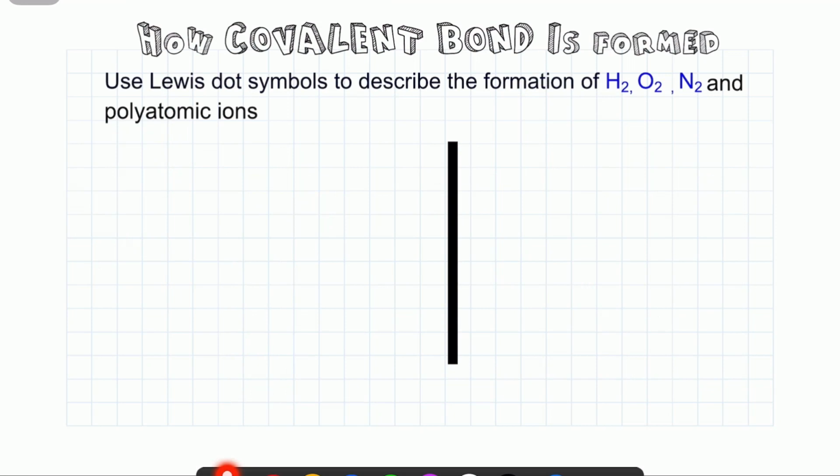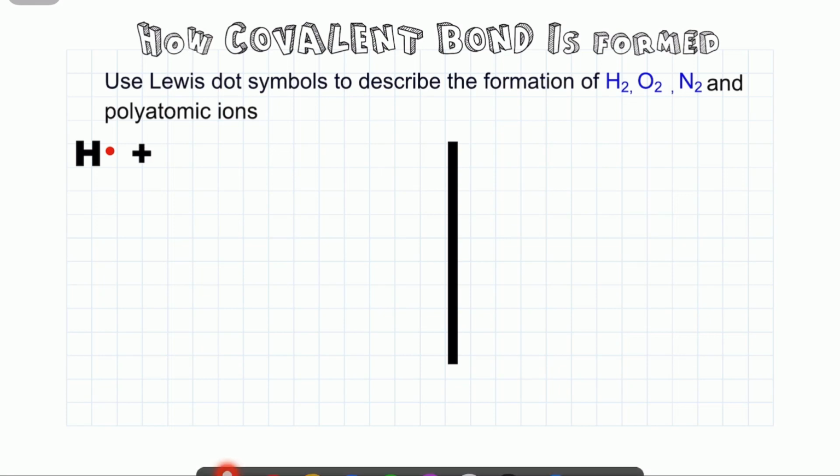Let's see the covalent bond. How is the covalent bond formed by using the Lewis dot symbol? Here I'm using, for example, hydrogen gas, oxygen gas, nitrogen gas, and some polyatomic ions. For the hydrogen atom, we know that it has 1 valence electron. So the Lewis dot symbol for hydrogen has 1 dot.